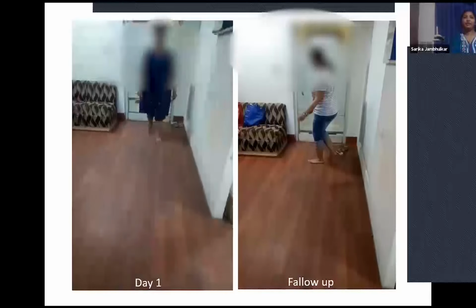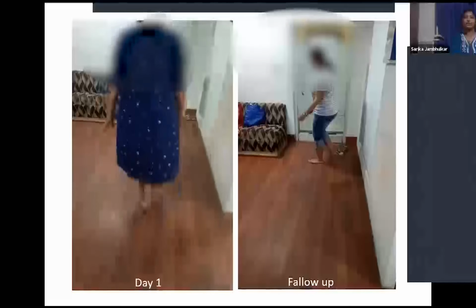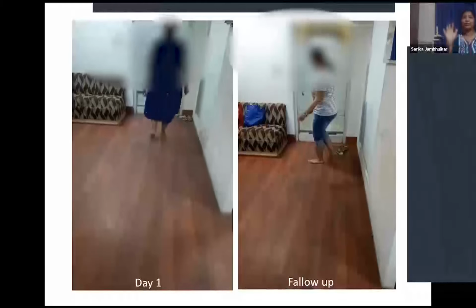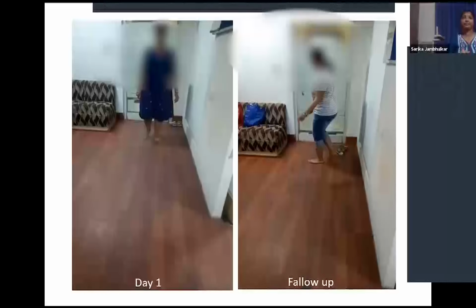Look at her left hand. The weight bearing on the left foot is so unbearable for her that she's holding her left hand. It's like she's just not able to walk even a few steps properly.